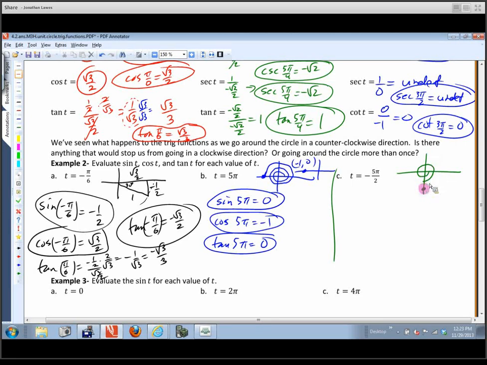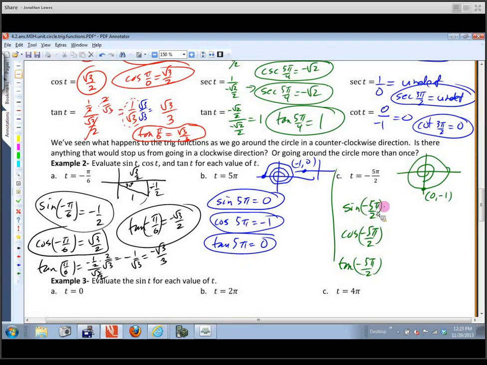And on the unit circle, we just didn't go right or left. We went straight down 1 unit, so this would be 0, negative 1. So I want the sine of negative 5 pi halves, cosine of negative 5 pi halves, and the tangent of negative 5 pi halves. So we want each one of those.